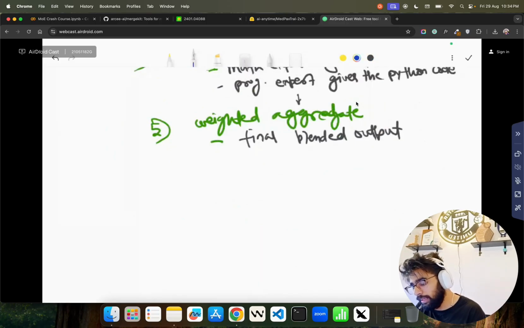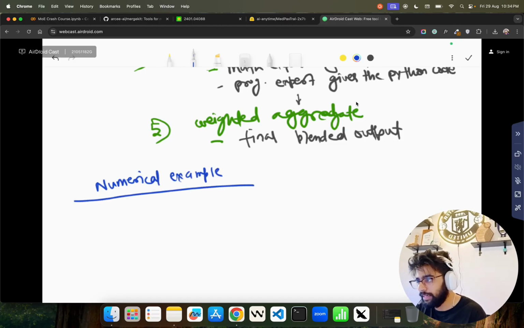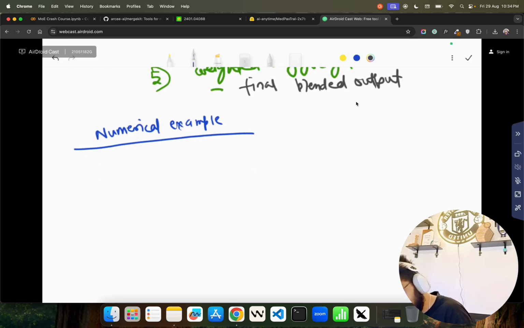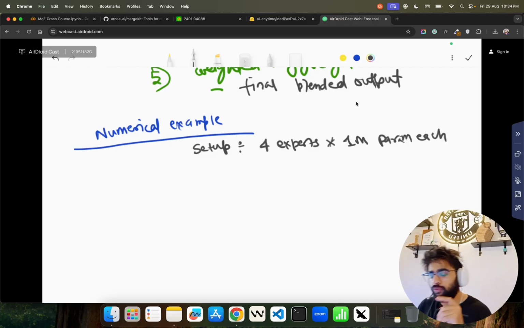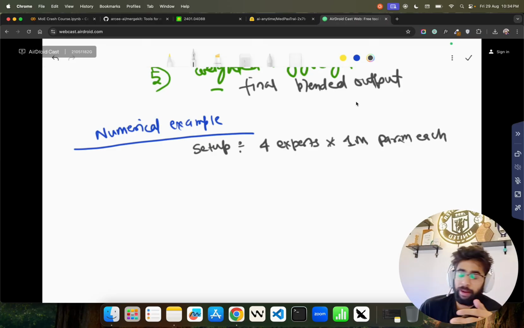Now let's go into the numerical example here. I'll just go into the numerical example quickly, right? So let's say we have a setup. I'm just writing the setup here, and this is basically a simulation of what we are thinking. In the setup, let's say four experts. Let's say we have four experts with 1 million parameters each. So this is how I'm writing. Four experts are there and 1 million parameters each. All of these experts that you see have 1 million parameters each, right?